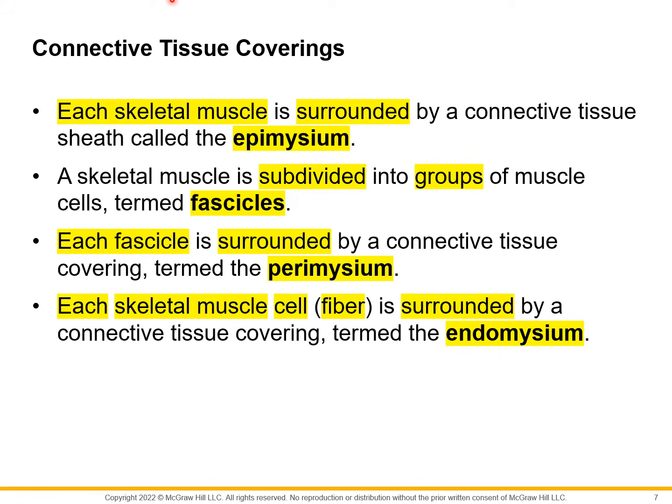endomysium. So again, yung outermost covering ng lahat ng muscles is referred to as the epimysium. Bawat group of muscles is also covered by a connective tissue referred to as a perimysium, and then bawat isang cell daw po is also covered by something that is called an endomysium.